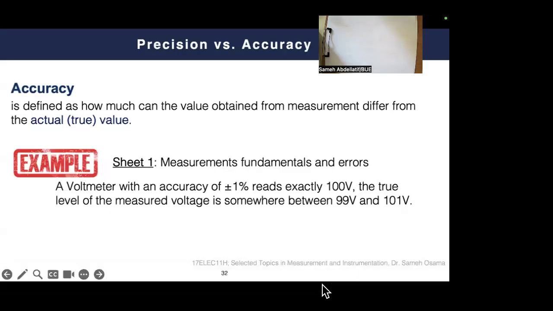So a voltmeter with an accuracy of plus minus 1% reads exactly 100 volts. The true level of the measurement voltage is somewhere between 99 and 101. This is correct because whenever I consider accuracy, I'm considering the variation between the measurement and the true value. So if the measurement is 100 volts and the accuracy is plus minus 1%, that means the true value might vary between 99 volts and 101 volts.